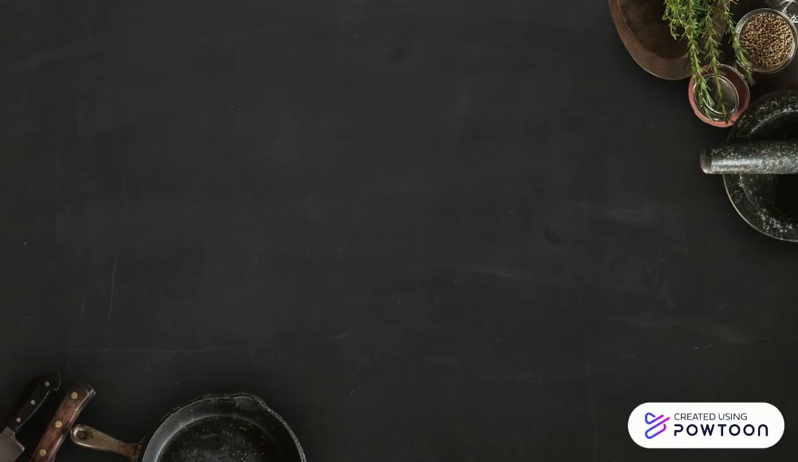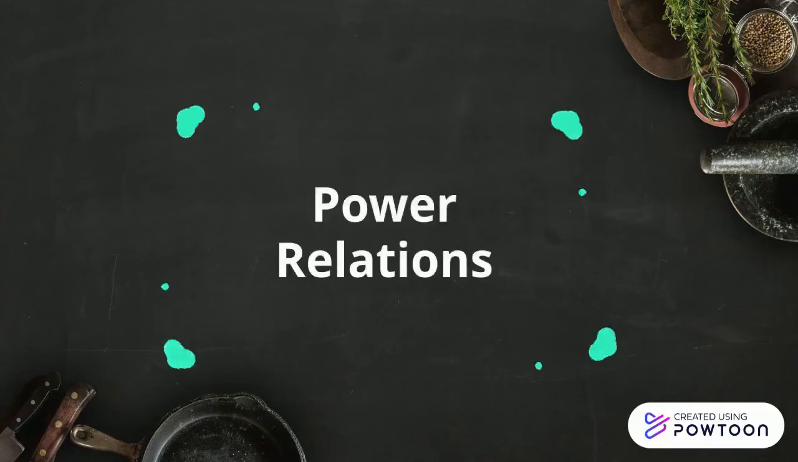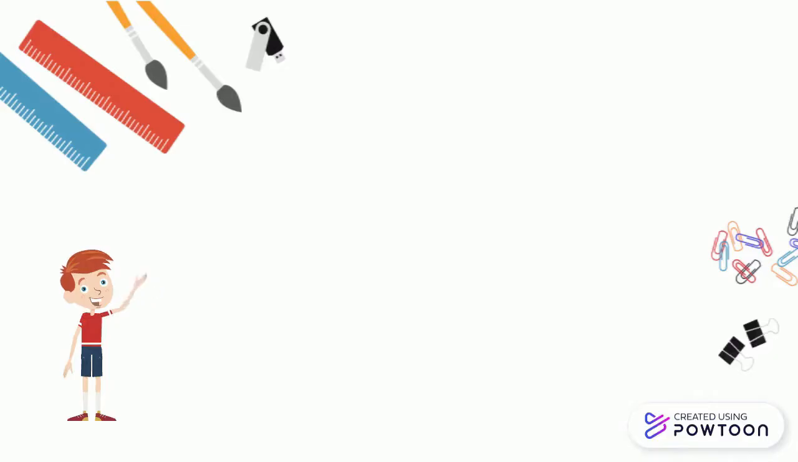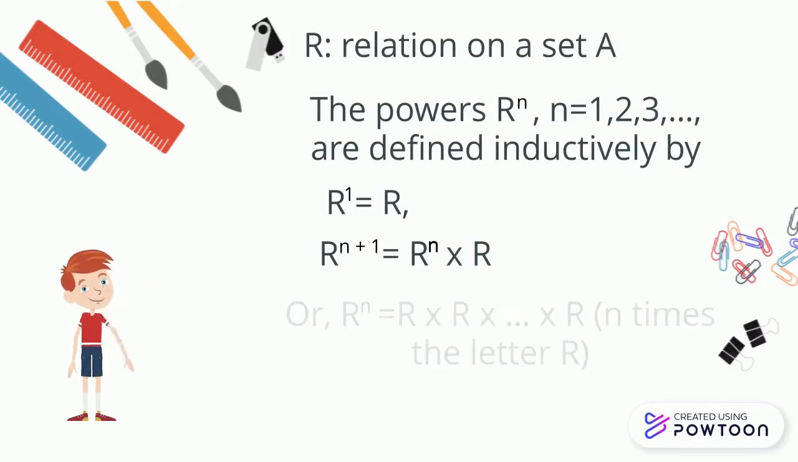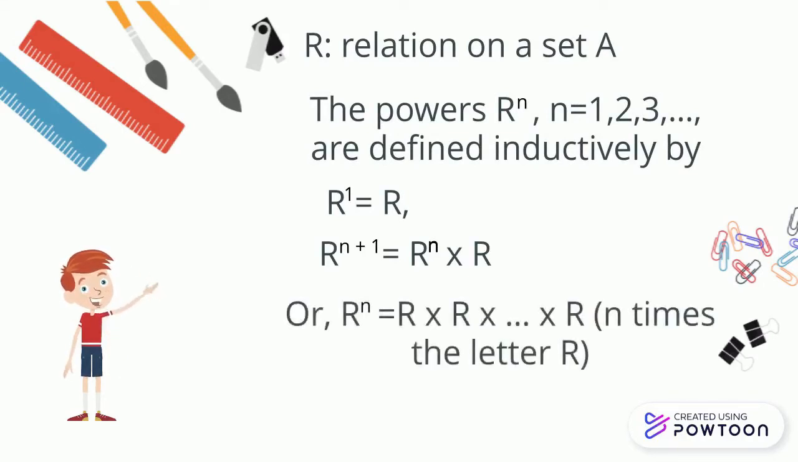Alright, now let us look at power relations. Given R is a relation on set A, the powers R to the power of n, where n equals 1, 2, 3, and so on, are defined inductively, where R to the power of 1 equals R, and R to the power of n plus 1 equals R to the power of n times R, or R to the power of n equals R times R continuously n times.